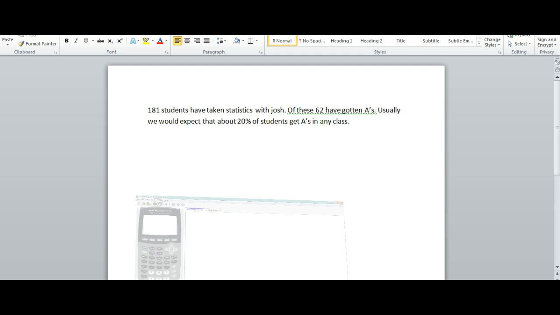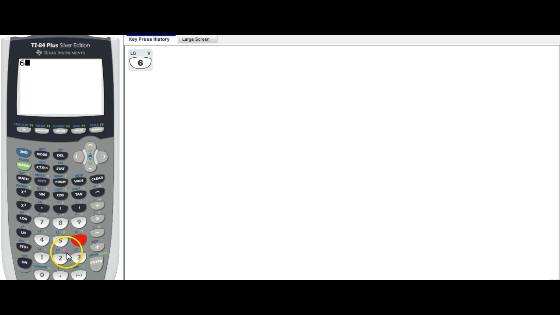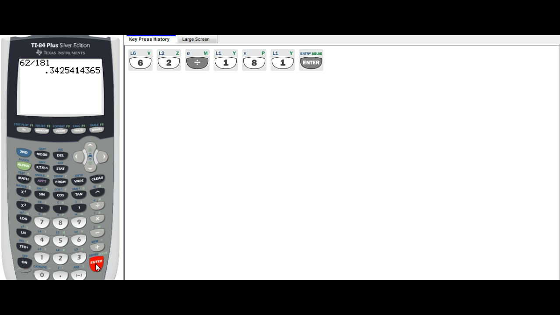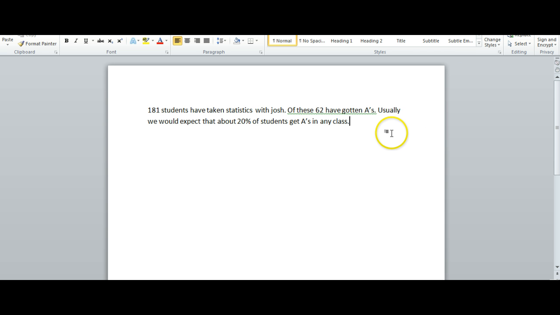Let's go see, 62 out of 181 is, oh yeah, that's way bigger than 20%. So it seems like my students are getting more A's than the general, or what we would expect as a baseline. So let's try to run a hypothesis test to check this.